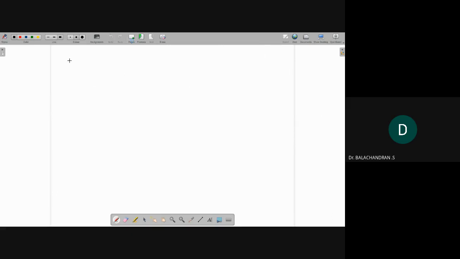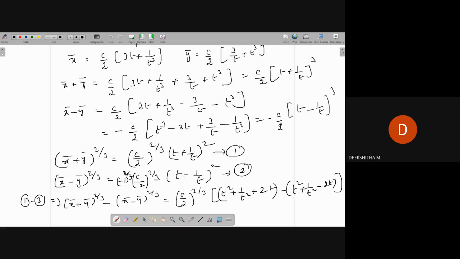In the next step I will write the left hand side, x bar plus y bar whole power 2 by 3 minus x bar minus y bar whole power 2 by 3 equal to C by 2 whole power 2 by 3. So it is 2t into 1 by t. Previous, t square plus 1 by t square plus 2. Okay, here 2, sorry. So 2ab. Okay, t and 1 by t get cancelled, so here also you'll get 4.